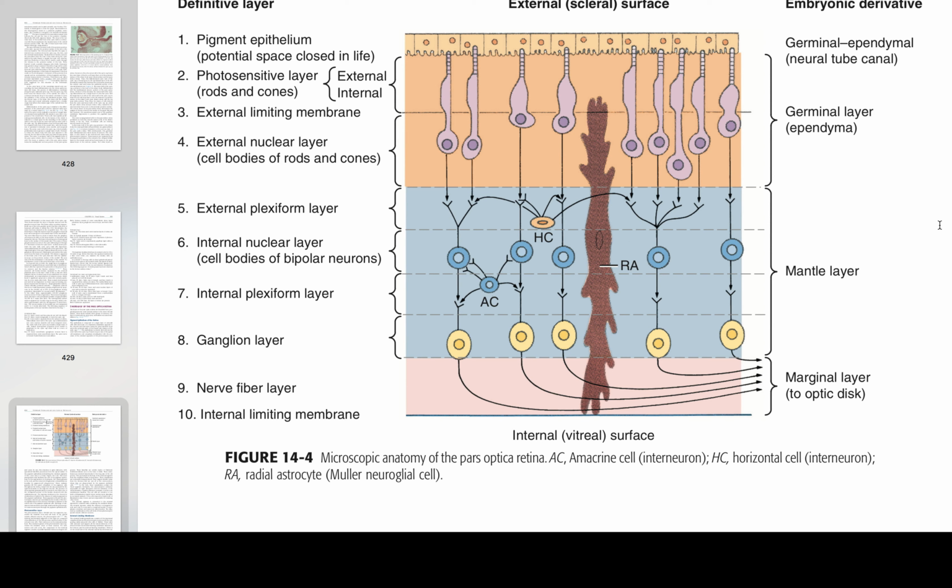Internal plexiform layer. The internal plexiform layer is composed primarily of the axons and telodendria of the bipolar neurons and the axons and dendritic zones of the ganglionic neurons and their synaptic arrangements. In addition, the processes of the amacrine interneurons extend throughout this layer.